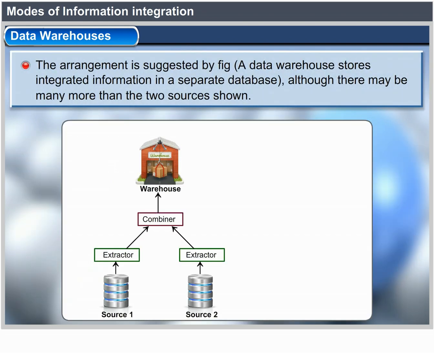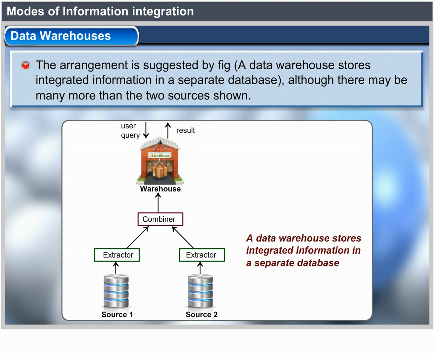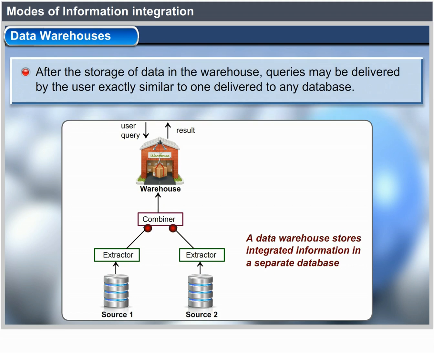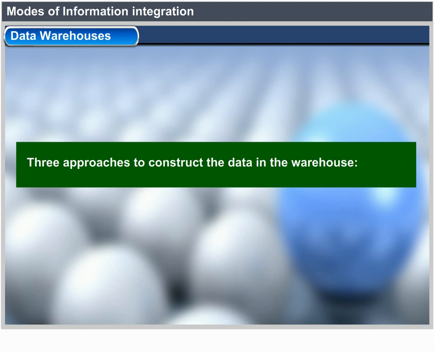A data warehouse stores integrated information in a separate database, although there may be many more than the two sources shown. Once the data is in the warehouse, queries may be issued by the user exactly as they would be issued to any database. There are at least three approaches to constructing the data in the warehouse.